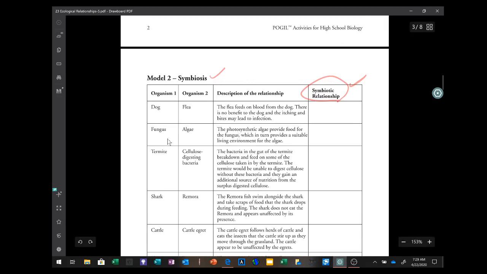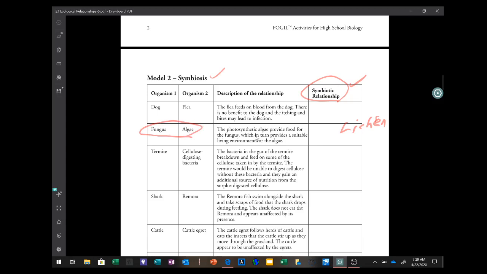Let's go fungus and algae. This is actually something called a lichen. I'm just not spelling it very clearly there. L-I-C-H-E-N. It's not L-I-K-E-N, L-I-C-H-E-N. And a lichen is basically a classic type of symbiotic relationship. The fungus and the algae need each other.